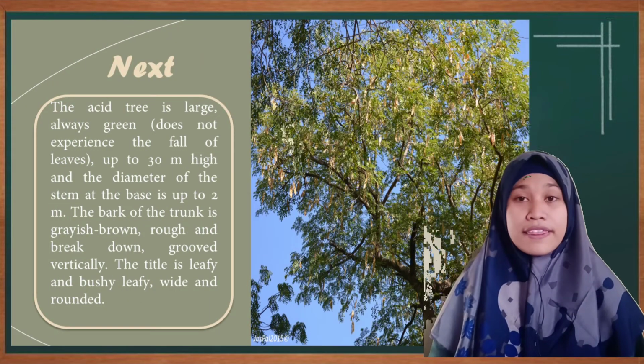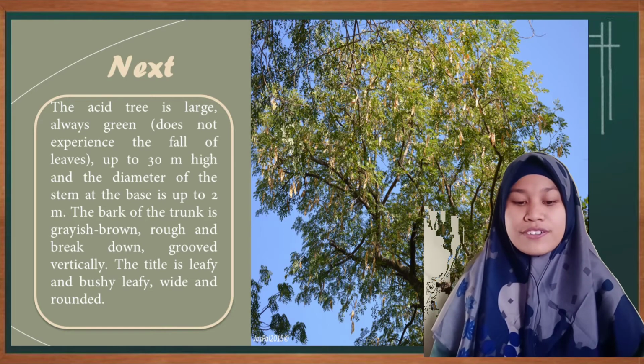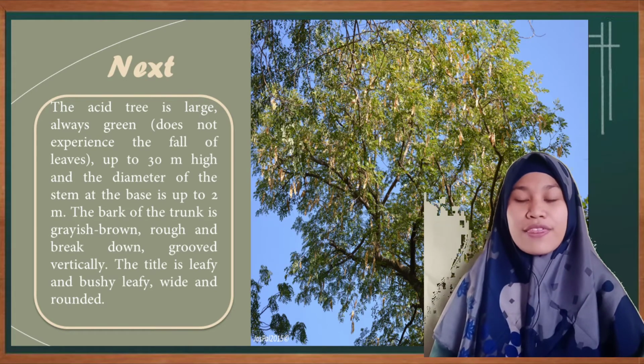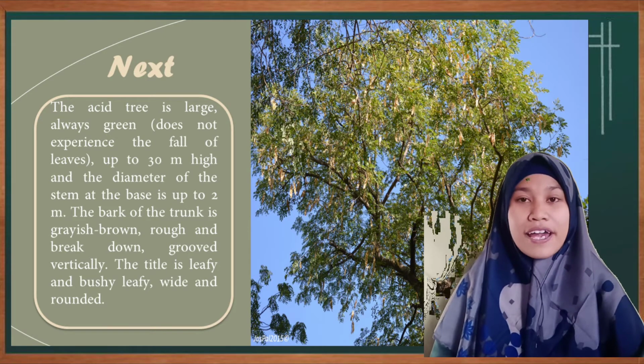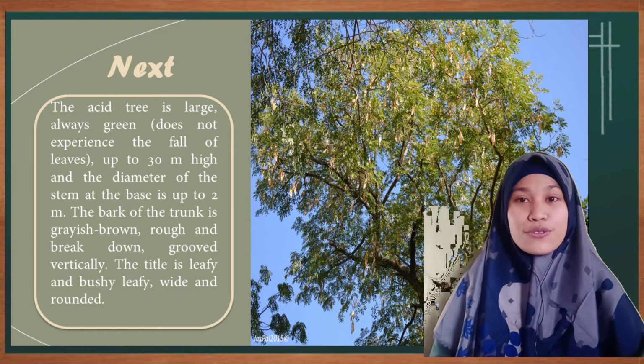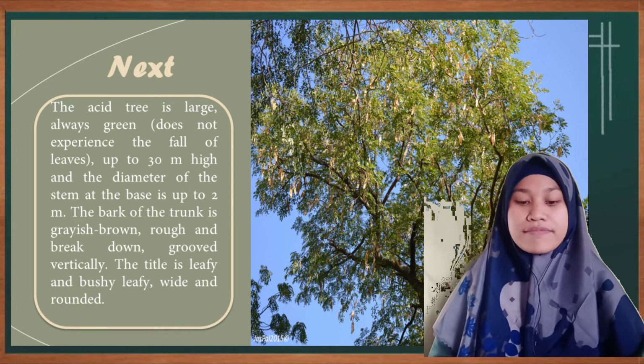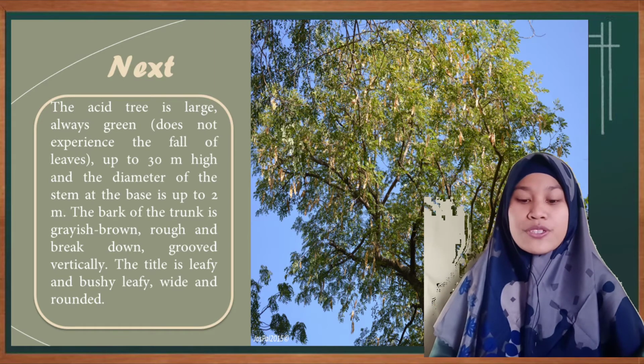Okay, next, the acid tree is large, always green, and does not experience the fall of leaves. It grows up to 30 meters in height, and the diameter of the stem at the base is up to 2 meters. The bark of the trunk is grayish brown, rough and cracked, growing vertically. The crown is leafy and bushy, white and rounded.